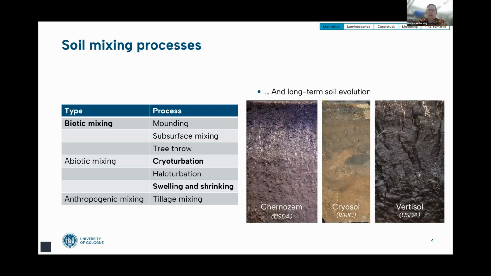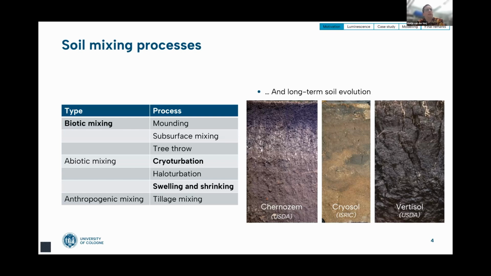But over long time scales, they also have a big impact on soil evolution or the development of soils. So you have three soil types: a chernozem, a cryosol, and a vertisol, which are all developed mainly due to vertical mixing processes in soils. So both on the short term and on the long term, these mixing processes have a big impact on how soils develop, what we can do with them, and what kind of properties they have.